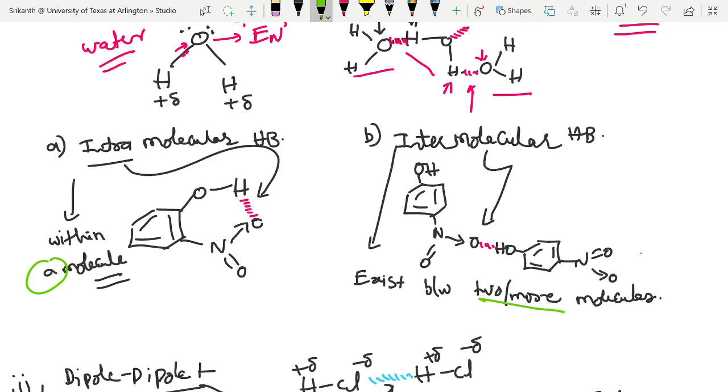As you see here, this intramolecular hydrogen bonding is happening. The pink color interaction is intramolecular hydrogen bonding between the hydrogen and oxygen of the same molecule. But if you look at the intermolecular hydrogen bonding, here it is the oxygen of one molecule and the hydrogen of the other molecule, and as usual the pink color interaction is hydrogen bonding. Intramolecular hydrogen bonding exists in ortho-nitrophenol, and intermolecular hydrogen bonding exists in the water molecule and also para-nitrophenol.